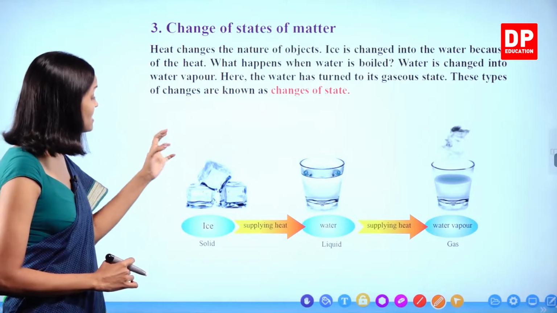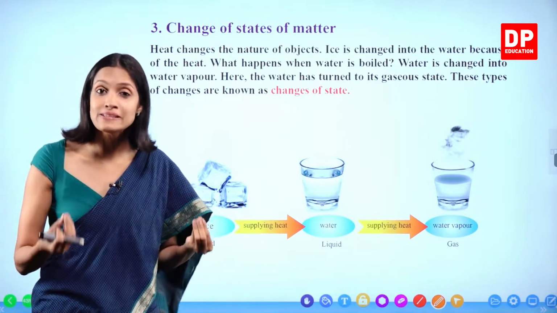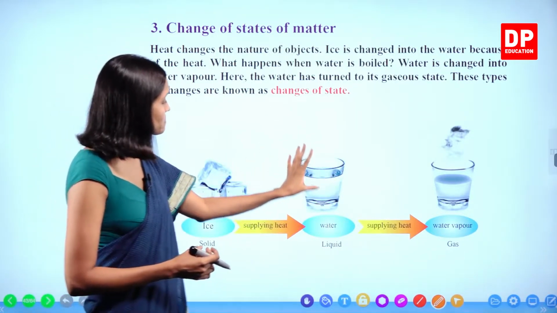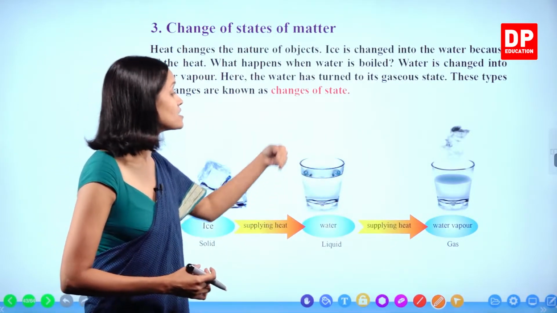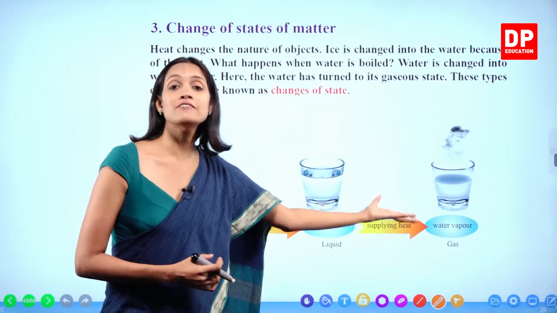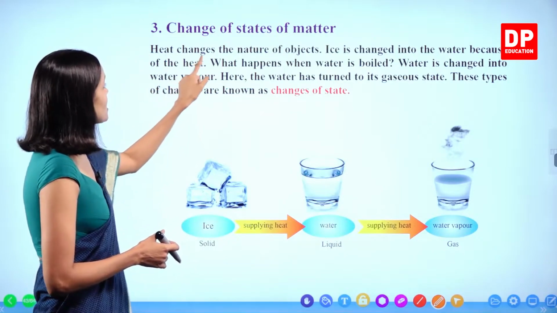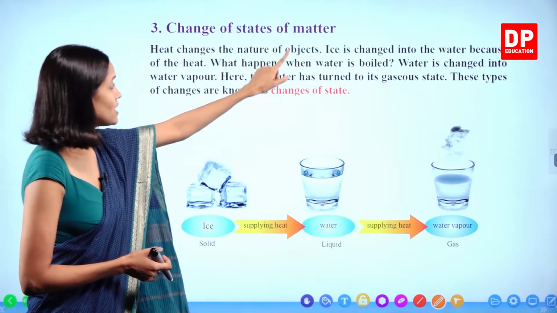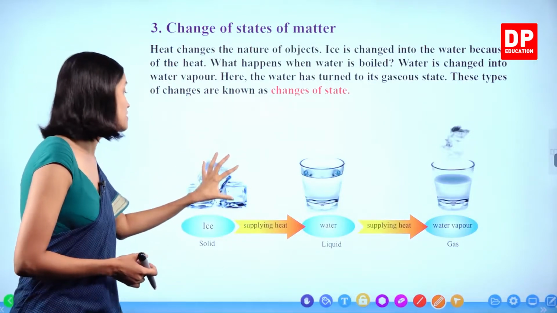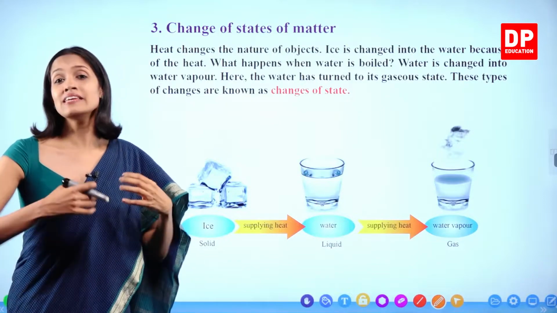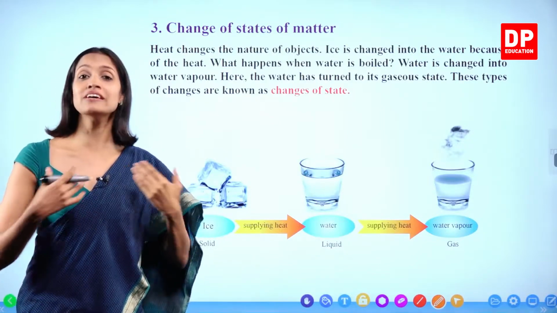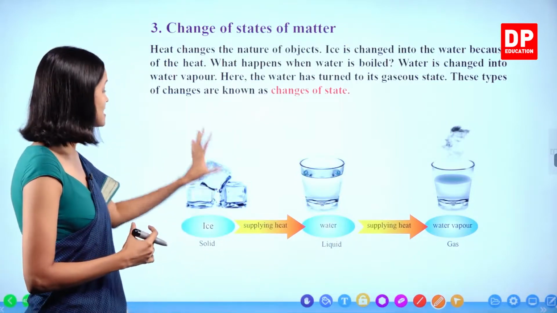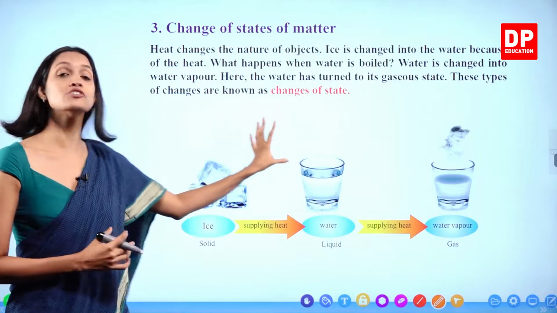You all know that when we take ice cubes out of the refrigerator, it starts melting, which means solid ice turns into liquid water. When we heat water, what happens? It starts boiling, and when the water is boiling, it gives out water vapor. So, what happens when water is boiled? Water is changed into water vapor. Ice is changed into water because of the heat. Because when we take ice cubes out of the refrigerator, the environmental temperature is higher than that of the refrigerator temperature. Because of absorption of heat, ice starts melting, which means solid turns into liquids.